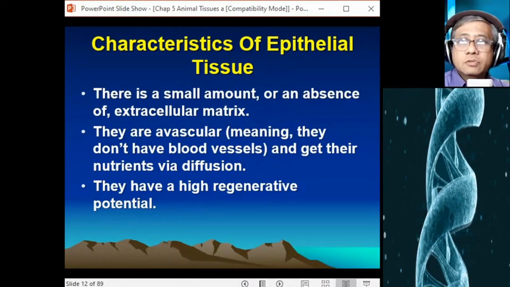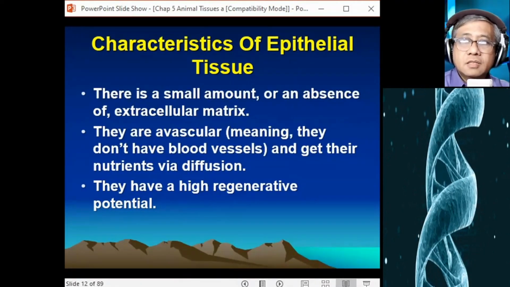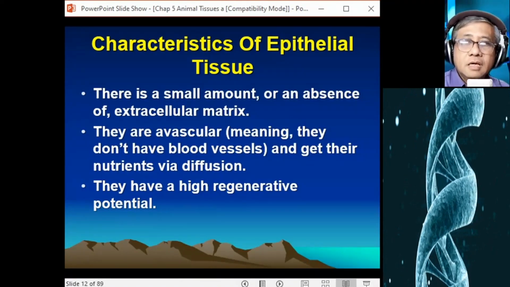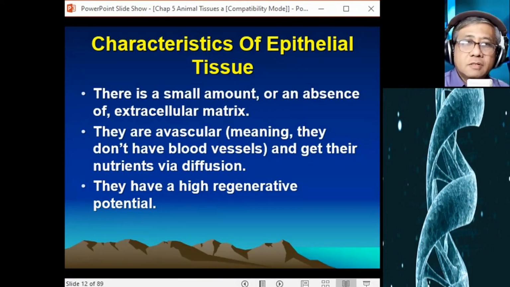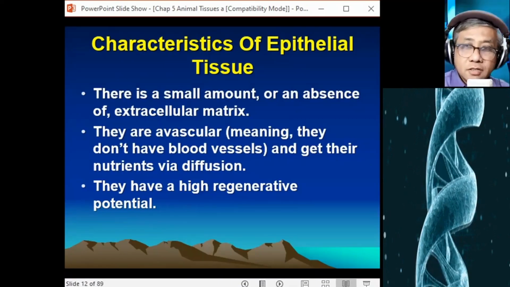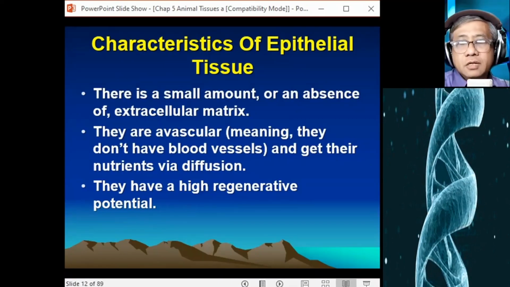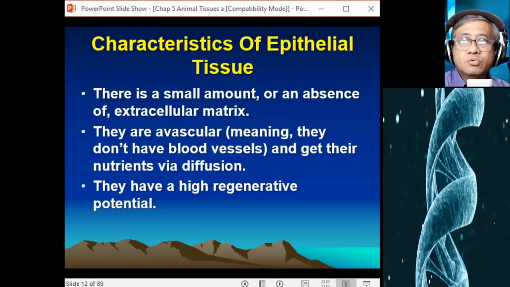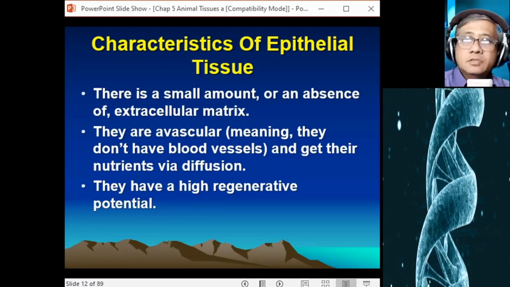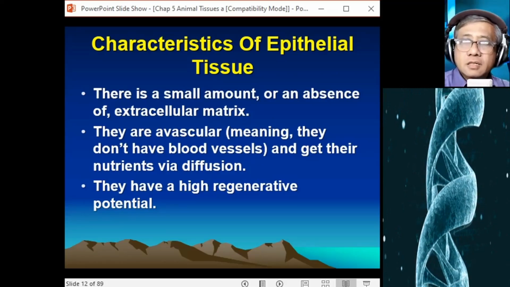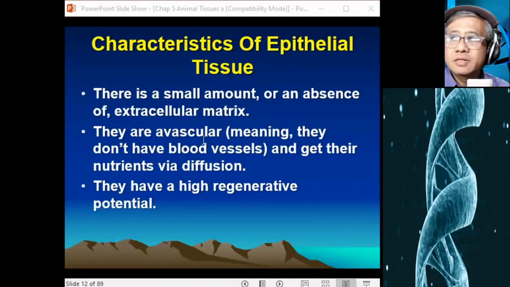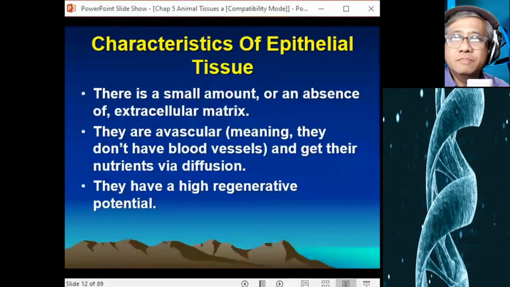And also, another important characteristic of epithelial tissues is that they have a high regenerative potential. So these cells can regenerate. Alright, so they can replace dead, damaged cells through mitosis. Alright, so those are the characteristics of epithelial tissues. Alright, so let's now continue.